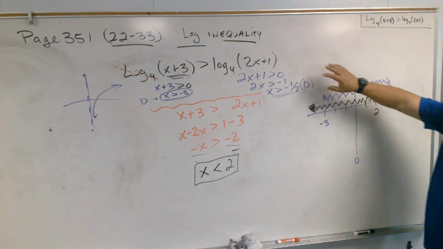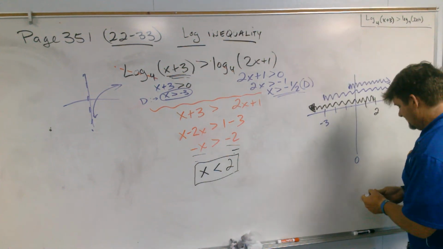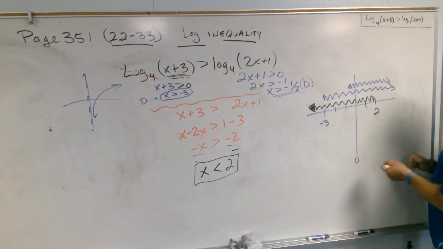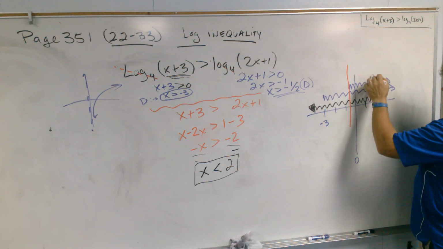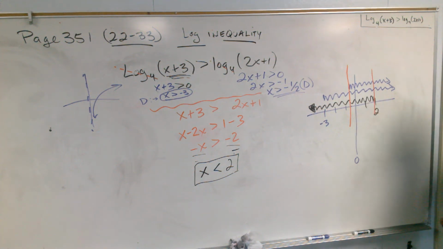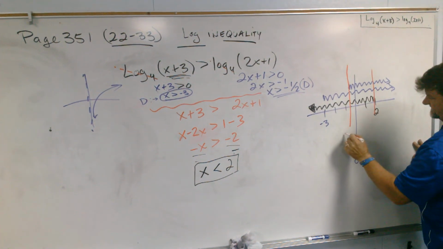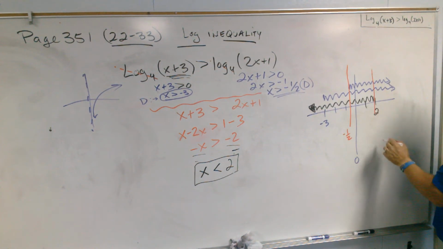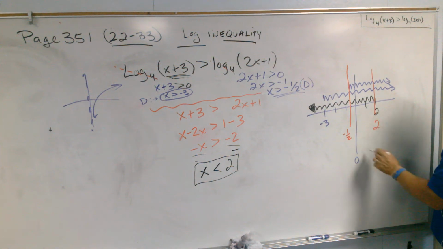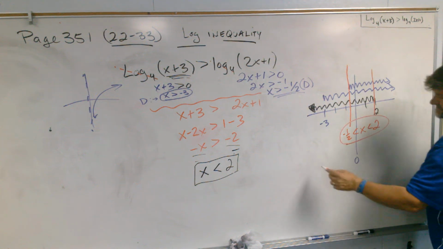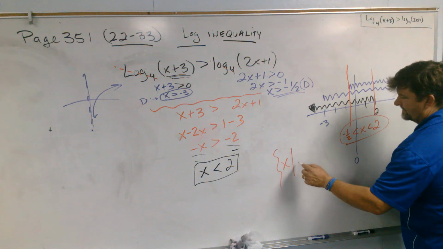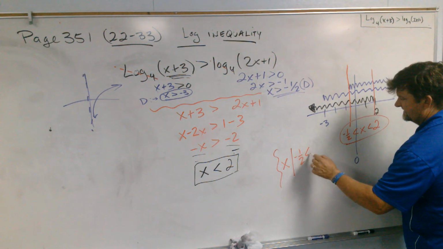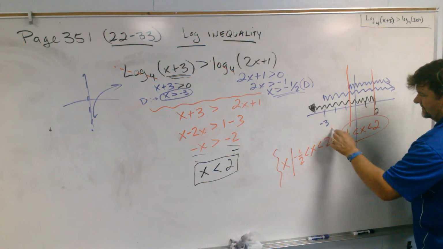So all 3 of these together give me an answer, because I know that it's got to have all 3 of these in the answer. So what point is this? This is negative 1/2. What point is this? This is 2. And we add our x in the middle, and that's my answer. So my answer has to be x such that negative 1/2 is less than x, which is less than 2.